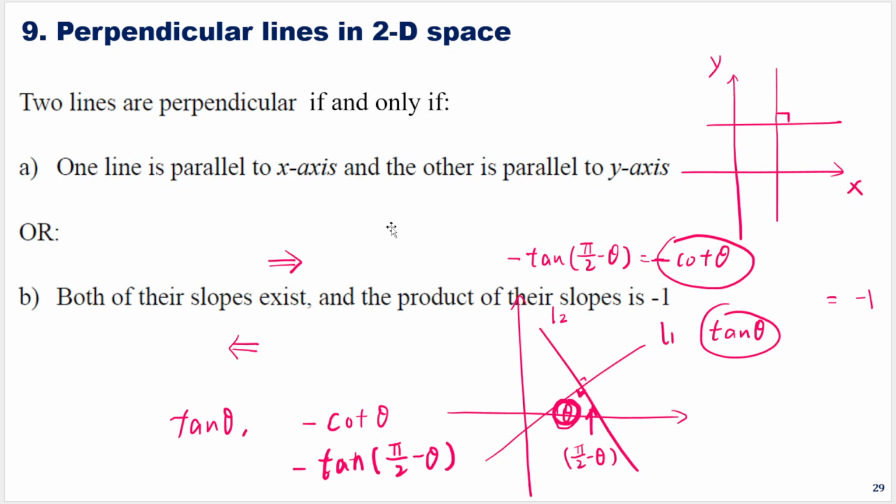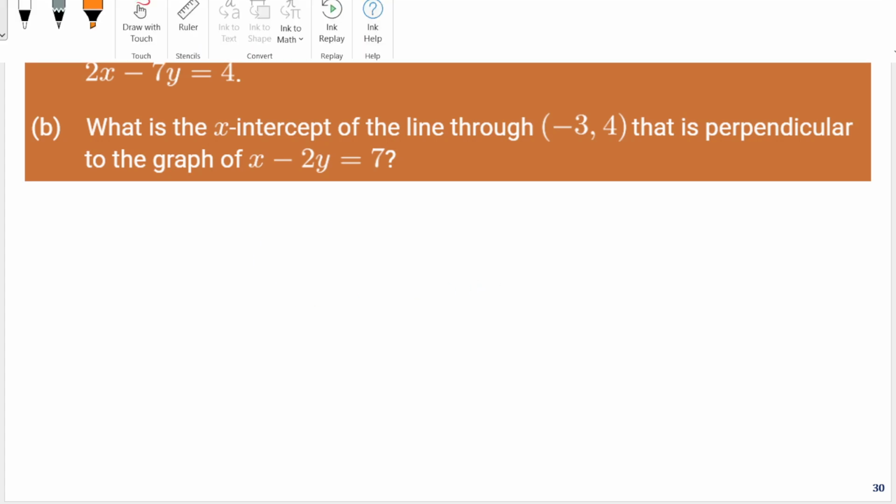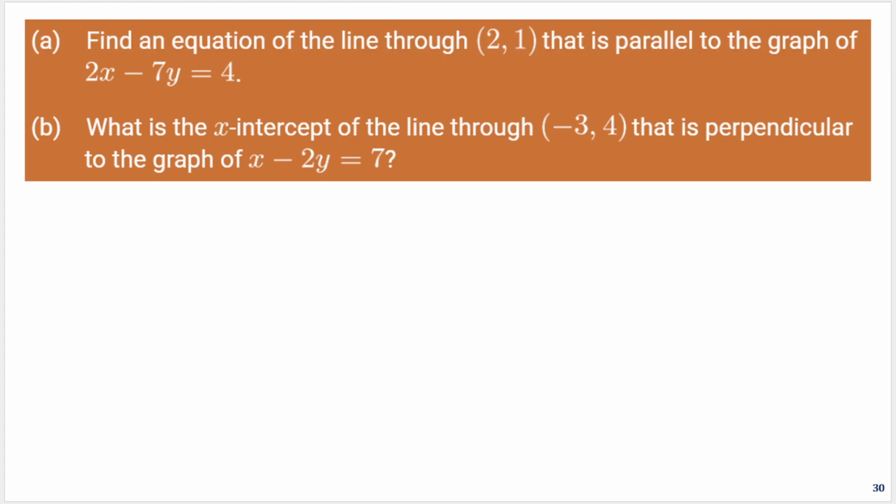Did you get it? So at the end of this class, let's consider an example here. First of all, can you find an equation of the line through the point (2, 1) that is parallel to the graph of 2x minus 7y equals 4? Second, what is the x-intercept of the line through the point (-3, 4) that is perpendicular to the graph of x minus 2y equals 7? Because we're running out of time, I'll lead you through these two questions.